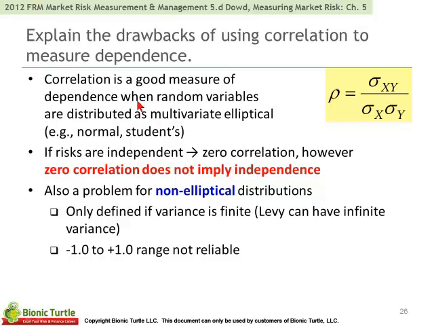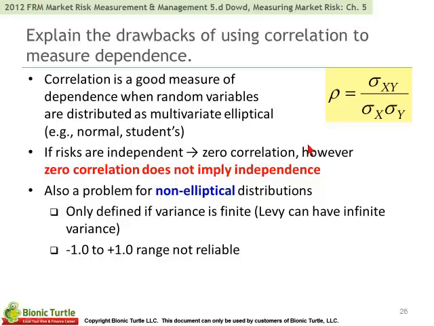So correlation is a good measure of dependence when random variables are distributed as multivariate elliptical, for example, normal. And if the risks are independent, then we have zero correlation, although it's not the converse. Zero correlation does not imply independence.